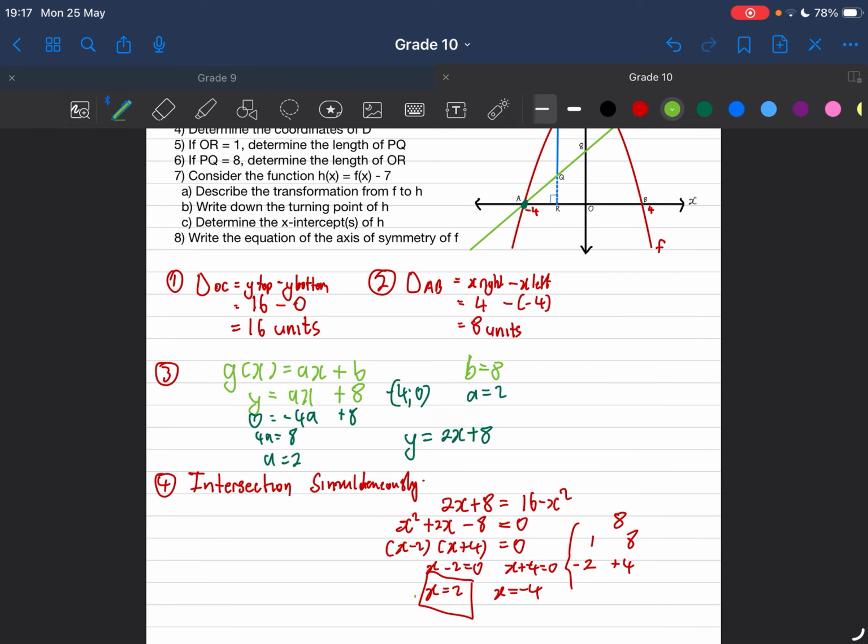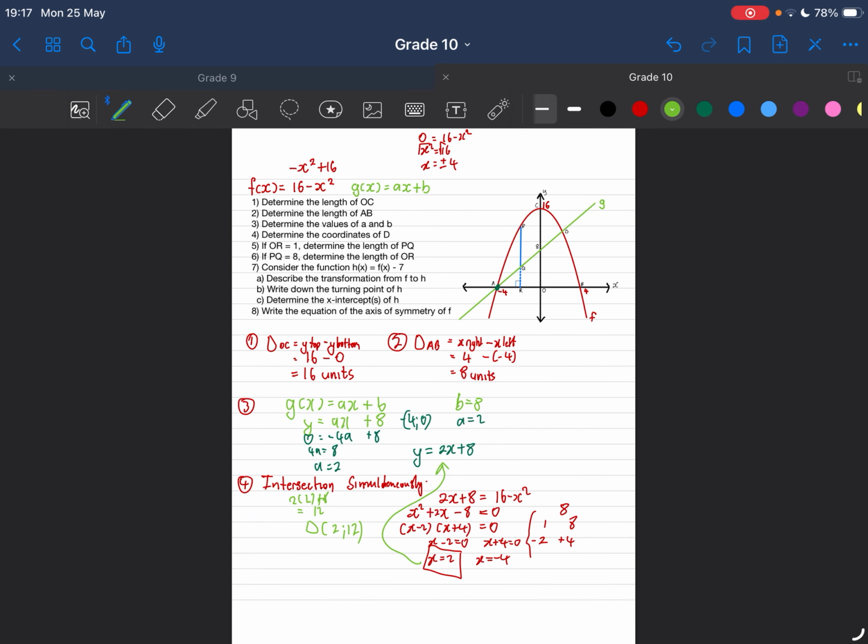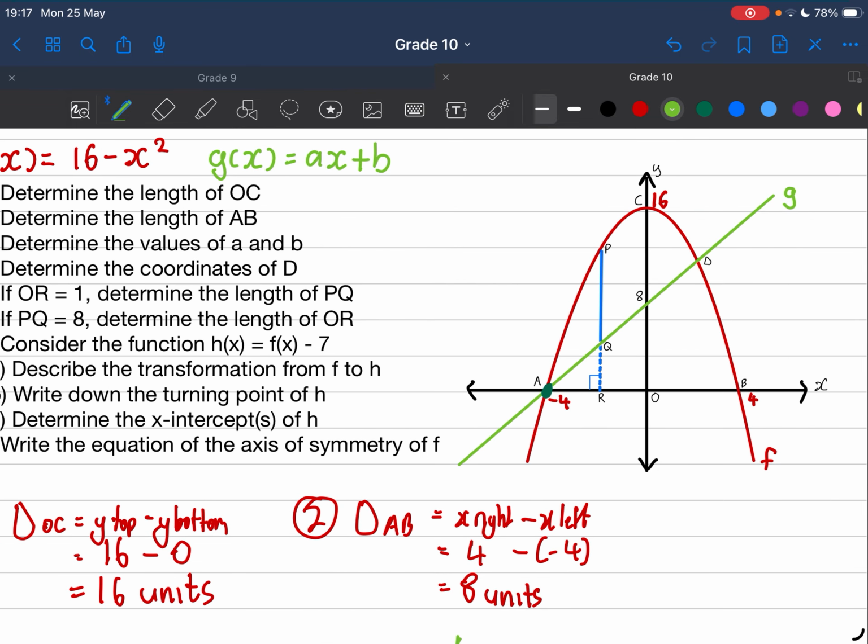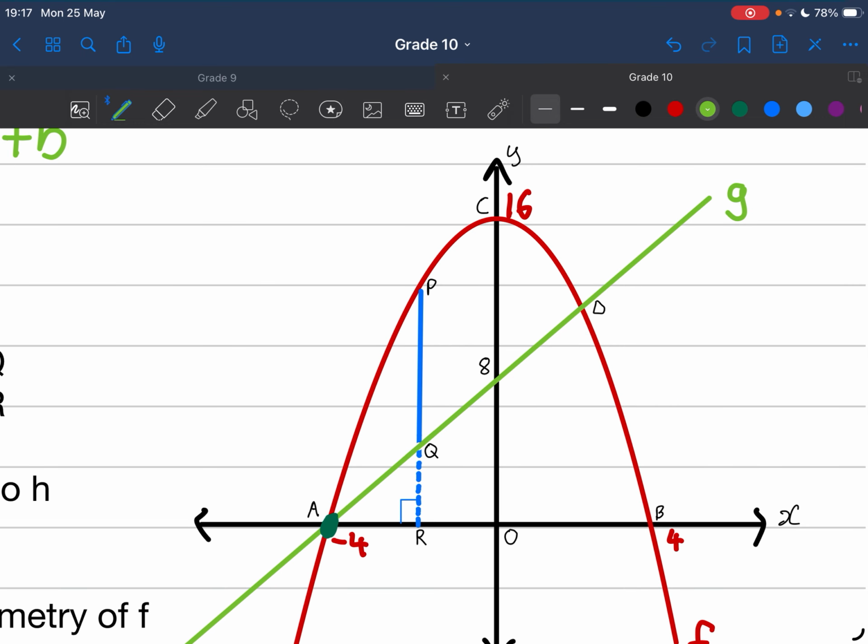Now for the y coordinate, we can just take this and sub it into one of the equations. So either one. So if you substitute 2 there, it's 2 into 2 plus 8. So it's equal to 12. Right. So the coordinates of D is 2 and 12. Alright. That should be fine right up until there. Let's just make a note of these before we take this to the next page. So coordinates of D we said is 2 and 12.